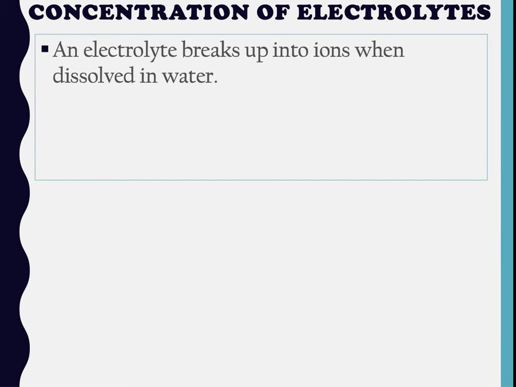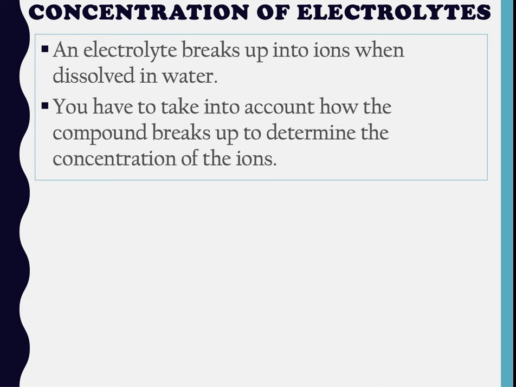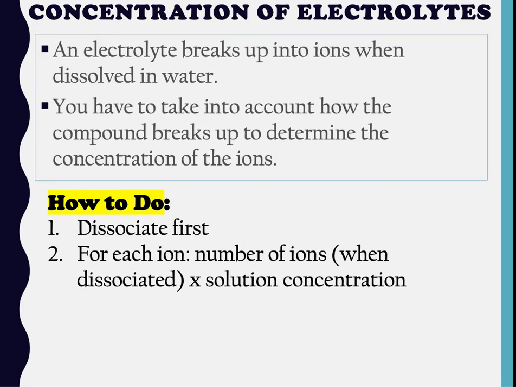Electrolytes are electrolytes because they break up into ions when they dissolve in water. That's what allows them to conduct electricity. And so in order to figure out the concentration of ions, we have to take into account how the compound dissociates when you put it into water. In order to do this, you'll want to write this down. These are really your first two steps.